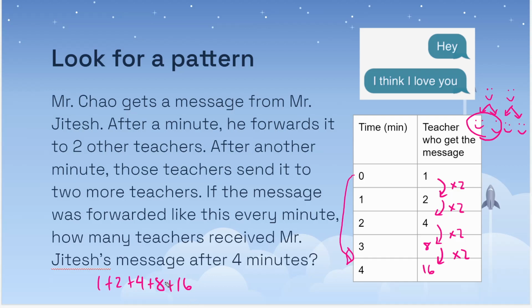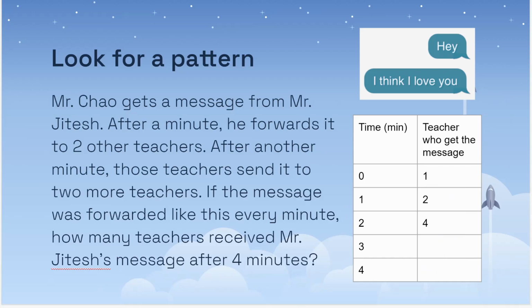Well, we know from previous lessons that we can move numbers around, right? So we can group and move any way we want, really, with addition. So we can group these 2, we can group these 2, right? So this is 1 plus 10 plus 20. That's 31. 31 people got this message of love. How beautiful.